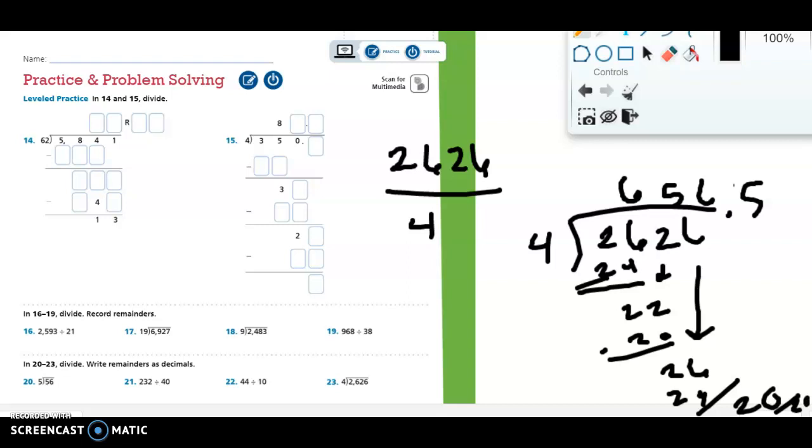In other words, I'm done dividing, and of course I get the same answer that I had before. 656 5/10 is the same as 656 1/2.